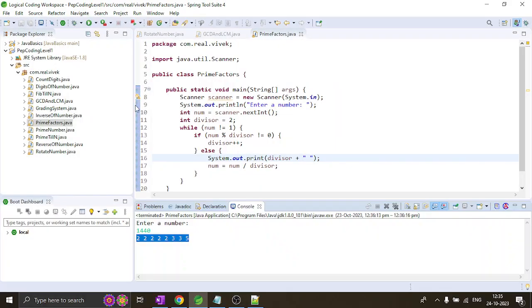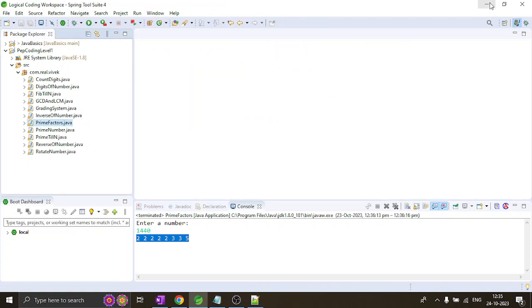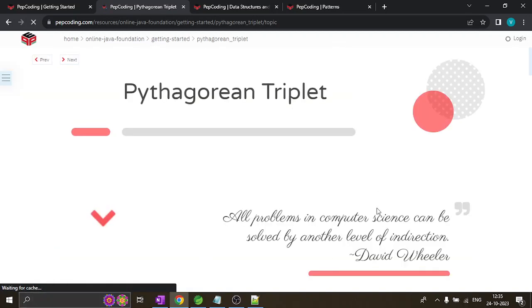So in the last video we had solved two questions to find the GCD of the numbers and find the prime factors of the numbers. So now in this video let's continue the PepCoding Level 1 series and solve some more problems. So the next question that we have is the Pythagorean triplet. We don't have the question for this, we directly have the solution here.